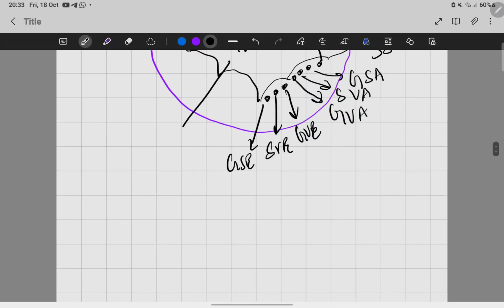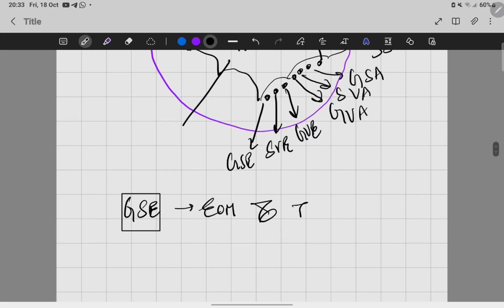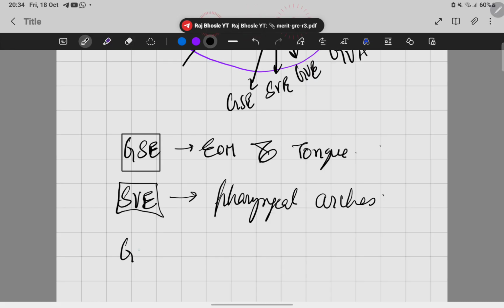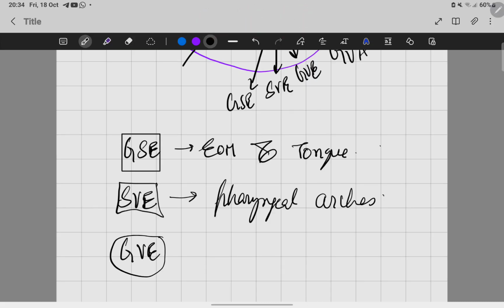Now let us discuss in detail the GSE, general somatic efferent. This supplies the extraocular muscles and the tongue. Now discussing SVE, special visceral efferent. This supplies the muscles of the pharyngeal arches. Just learn it; afterwards we'll discuss it in detail. Now after this we get general visceral efferent, the third nucleus, and it supplies the smooth muscles and glands.